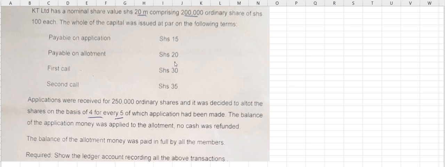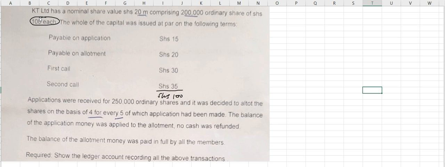So when you try to add up, this will give you shillings 100. This 100, of course, will match with the par value of each share, as we have been told. The par value of each share is shillings 100, as we have it there.